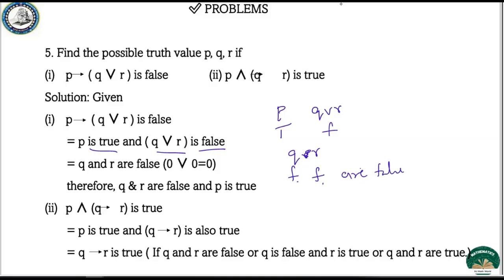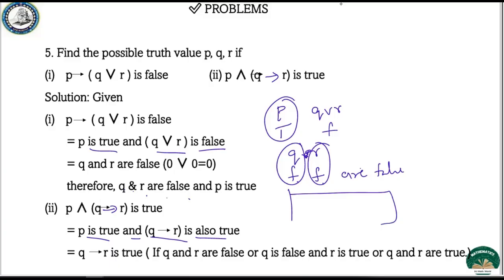Therefore, Q and R are false and P is true. Then it is P and (Q implies R) is true. When is the condition P and (Q implies R) true? P is true and Q implies R is also true.